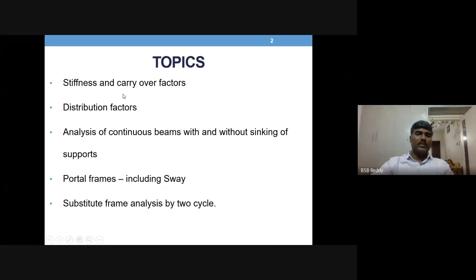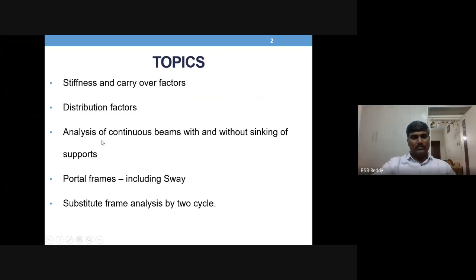Stiffness and carryover factors are very much required to solve structural analysis problems with the moment distribution method, and also distribution factors are required. So you need stiffness, you need carryover factor, and you need distribution factor. These three must be defined, and we shall derive the equations required for calculation of these three factors.